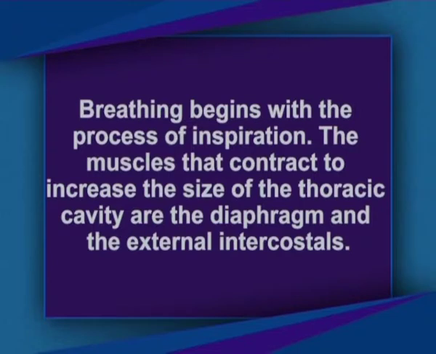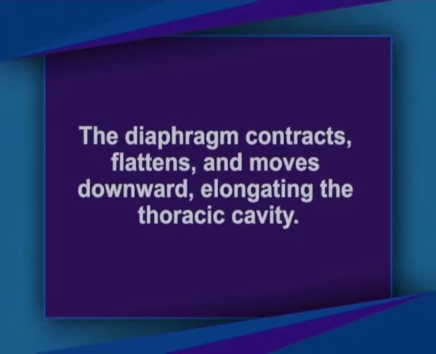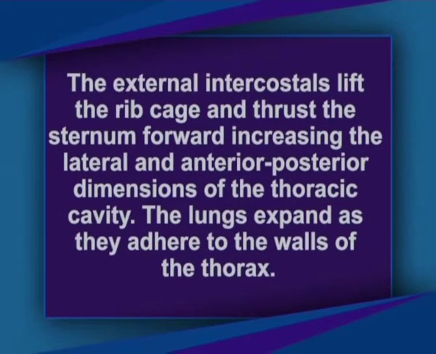The muscles that contract to increase the size of the thoracic cavity are the diaphragm and the external intercostals. The diaphragm contracts, flattens and moves downward, elongating the thoracic cavity. The external intercostals lift the rib cage and thrust the sternum forward, increasing the lateral and anteroposterior dimensions of the thoracic cavity.